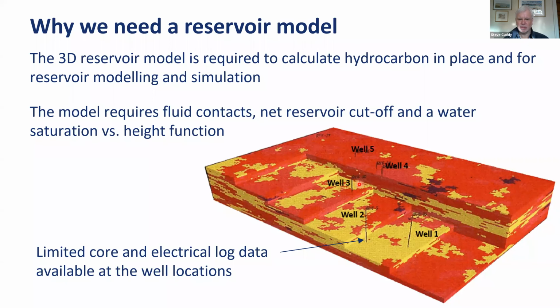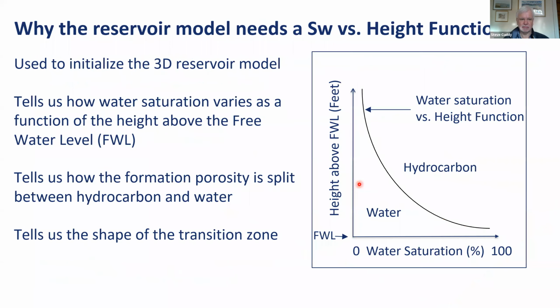We need to know where the hydrocarbons are in this model. So this function is used to initialize the 3D reservoir model. It tells us how water saturation varies as a function of height above the free water level. In your model, you've got hydrocarbon throughout. You've got water throughout. In every cell of your model, you've got water and hydrocarbon above the free water level. And you need to know the proportion of water saturation of different fluids in your model. The function also tells us the shape of the transition zone, which is very important.